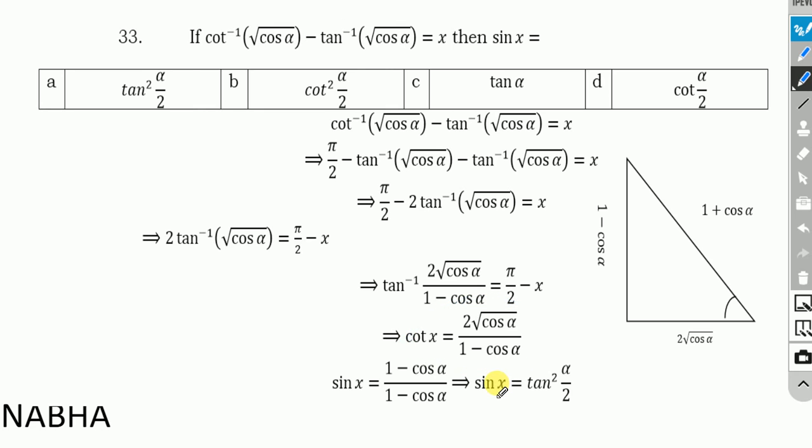So let us consider a right angle triangle and let us mark this as angle x. Therefore cot x is equal to adjacent by opposite side, that is 2 root of cos alpha here and 1 minus cos alpha here.